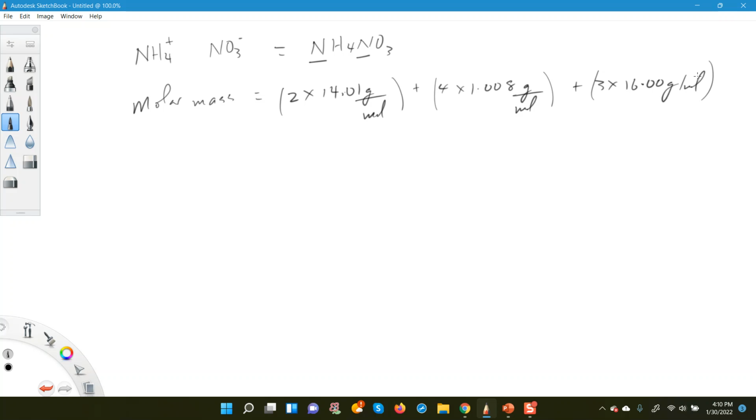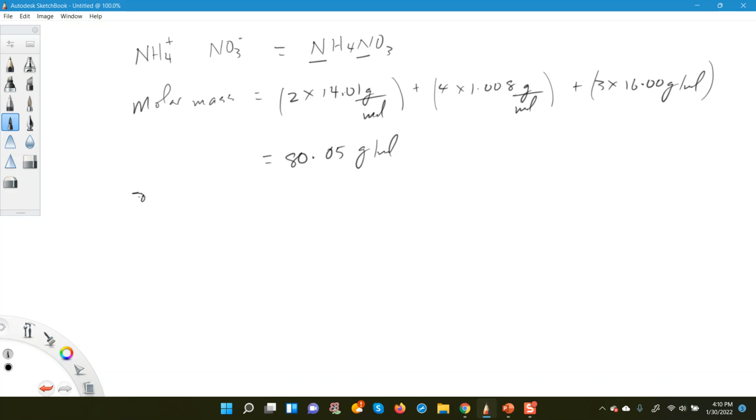And then, again, we'll do the arithmetic. So 2 times 14.01 equals that, plus 4 times 1.008 equals that, plus 3 times 16 equals that. So according to my calculations, and in this case, I would have to round off to 2 decimal places, this would be 80.05 grams per mole, all right?